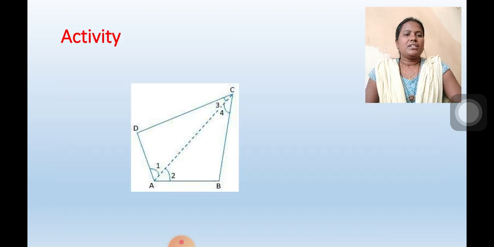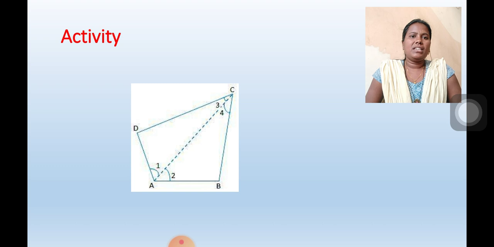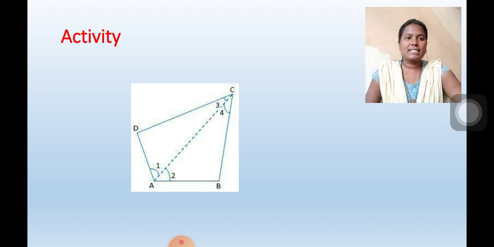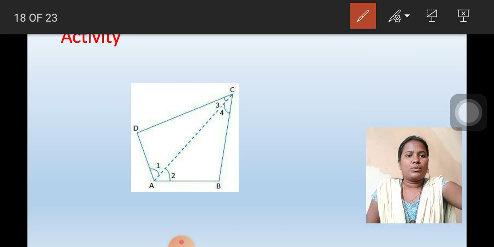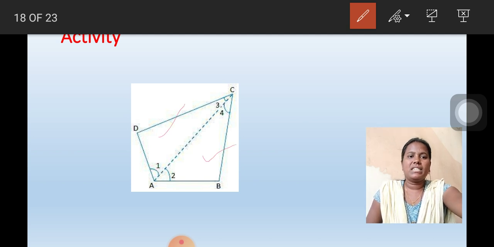Okay. So, ABCD here. ABCD is a quadrilateral. Now, I want to consider the diagonal AC. Yes, the diagonal AC divides the quadrilateral ABCD into two triangles, right? So, ADC is one triangle, ABC is another triangle. We already learned that the sum of the interior angles of a triangle is 180 degrees.